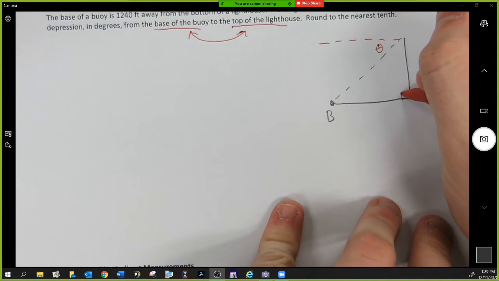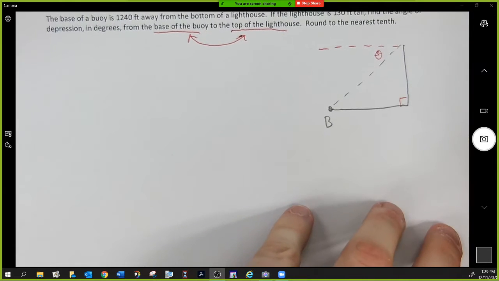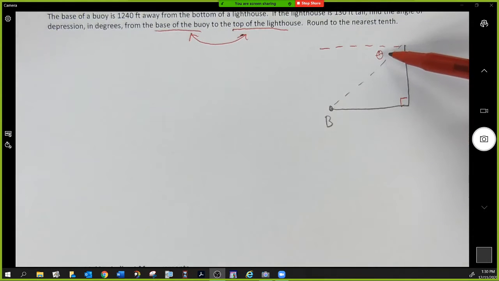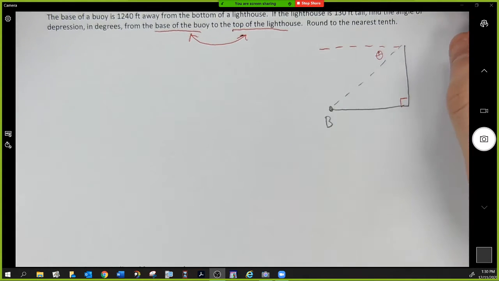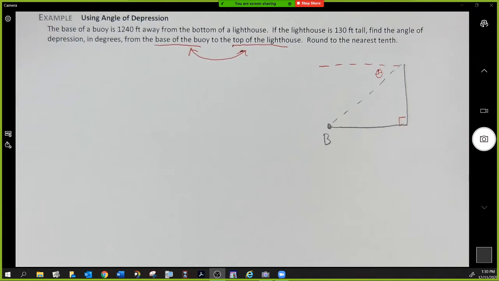Wait, what? Can you say that again? Yeah, the angle of depression is always measured from the horizontal. So this is the angle that we're looking for. Not in here.